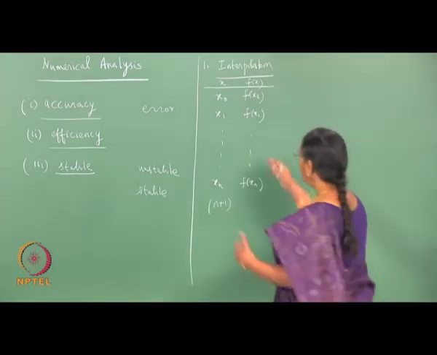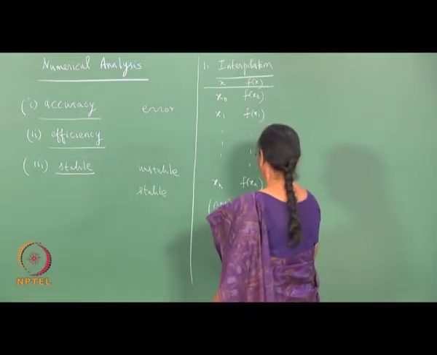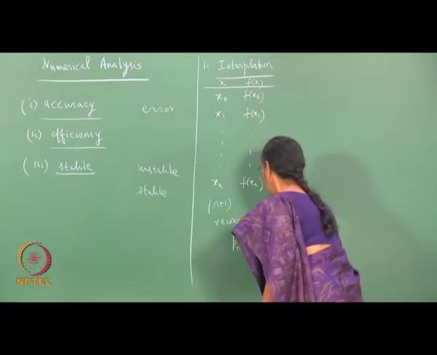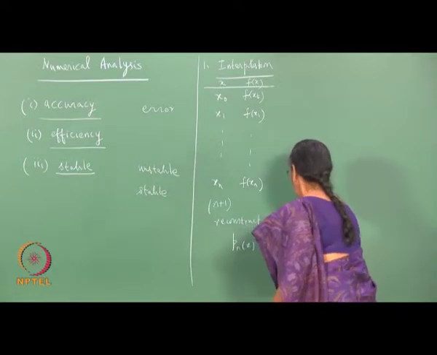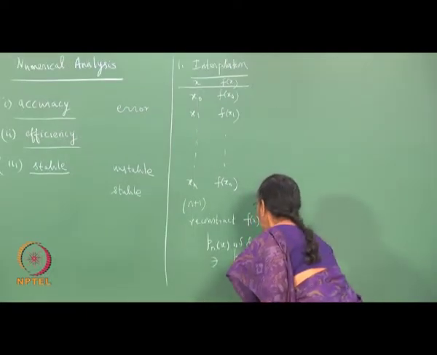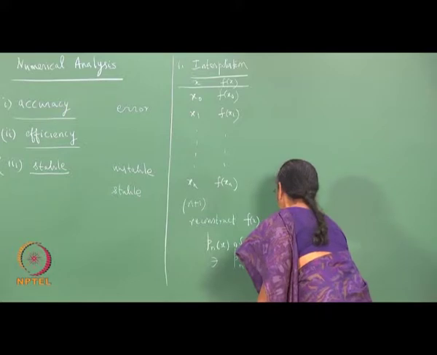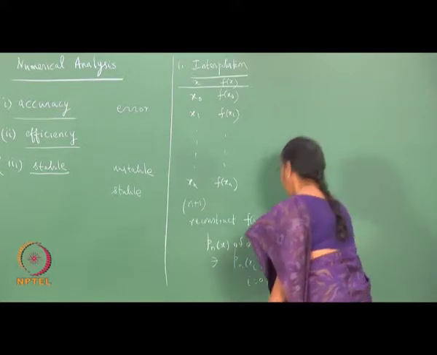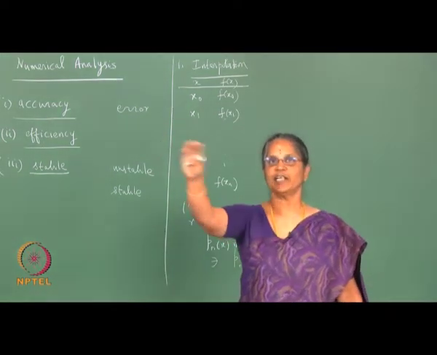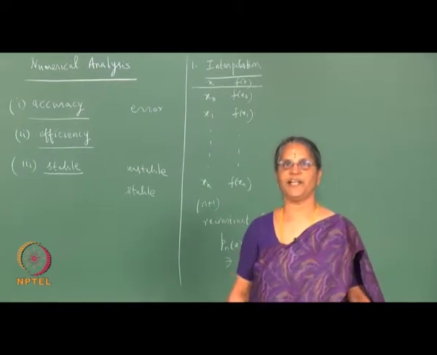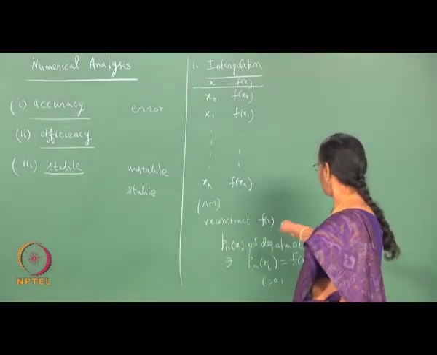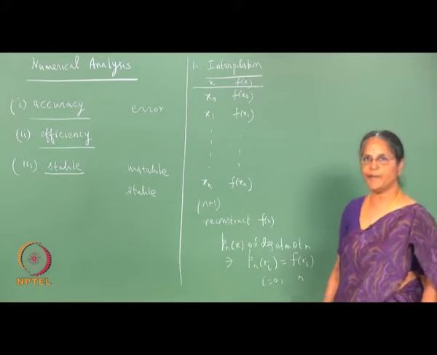I would like to reconstruct the function f of x by seeking a polynomial p n of x of degree at most n, such that this takes the value f of xi at xi for i is equal to 0, 1, 2, 3 up to n. Or in other words, I would like to get a smooth continuous curve, namely a polynomial p n of x of degree at most n that passes through the points xi comma f of xi in the xy plane.